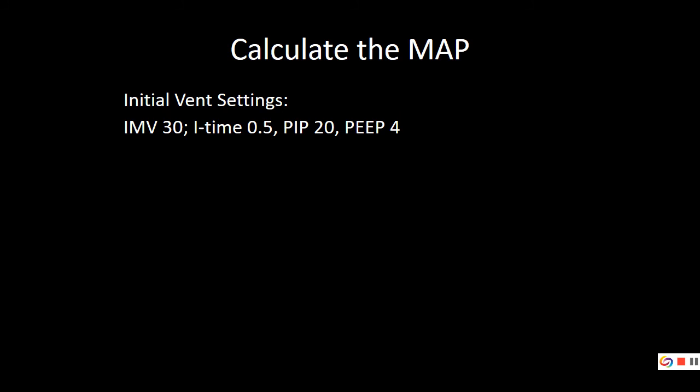So we're going to go through some scenarios, and I'll do the math for you. The point here is to look at what happens to the mean airway pressure when we change the ventilator settings. Suppose we have initial ventilator settings: a rate of 30, an inspiratory time of 0.5, our PIP is 20, and our PEEP is 4. So pretty common settings. What is the mean airway pressure?